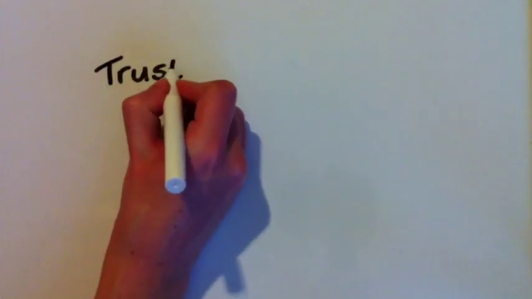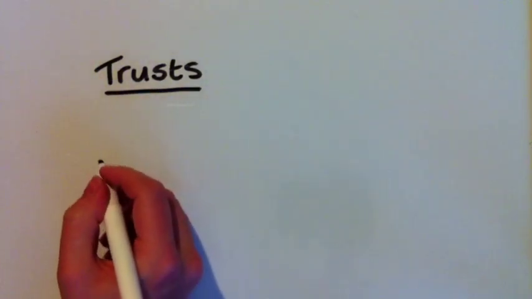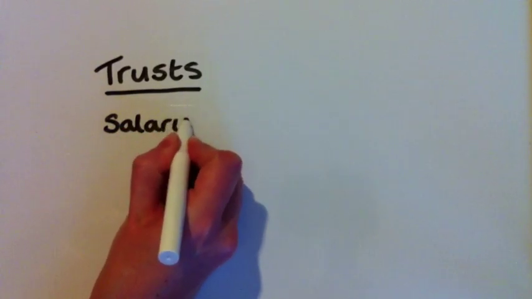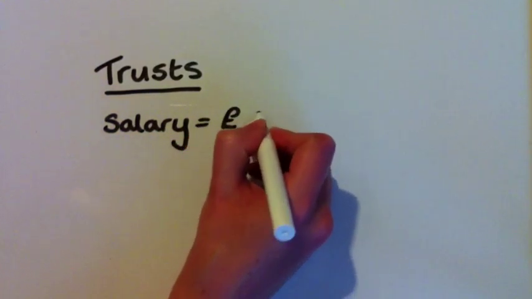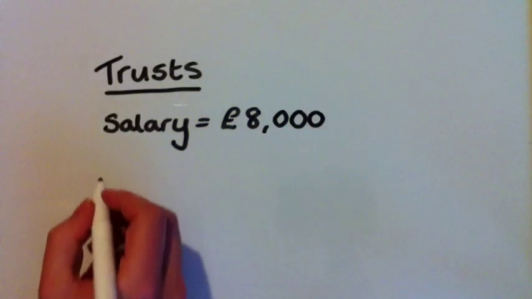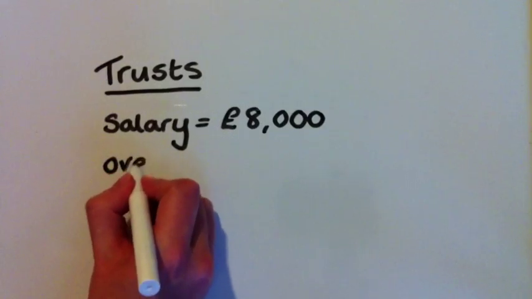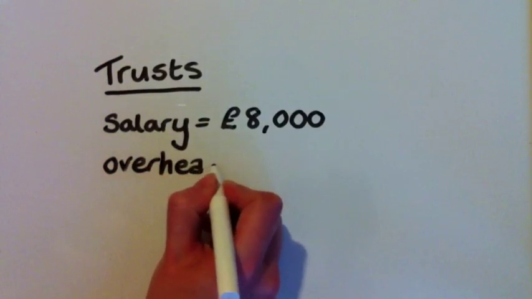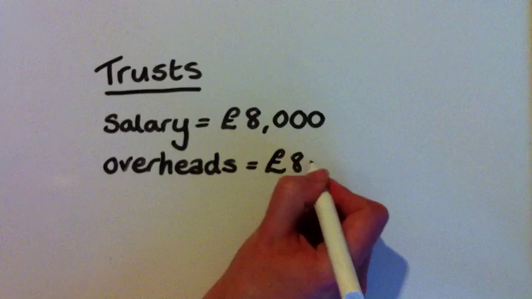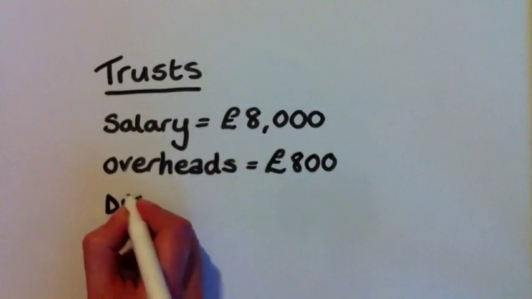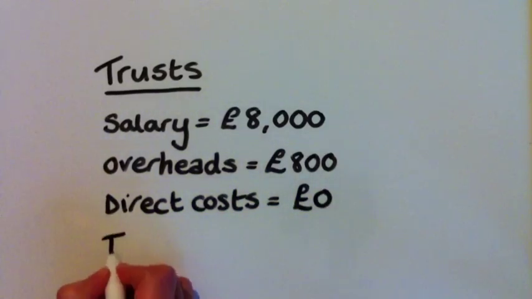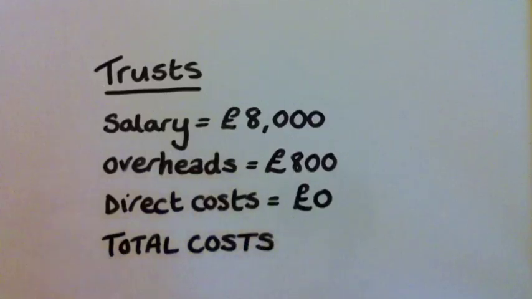Now that we've got that information, we can start to look at the costs for each income stream that Amir's been working on. Amir spent 40% of his time writing trust applications. In terms of his salary costs, that's 40% of his salary, which comes to £8,000. We can also attribute 40% of his overheads, which comes to £800. There were no direct costs involved in trust fundraising, since he didn't have to put on any events or attend any meetings. This means the total cost of trust fundraising for Amir's charity that year was £8,800.